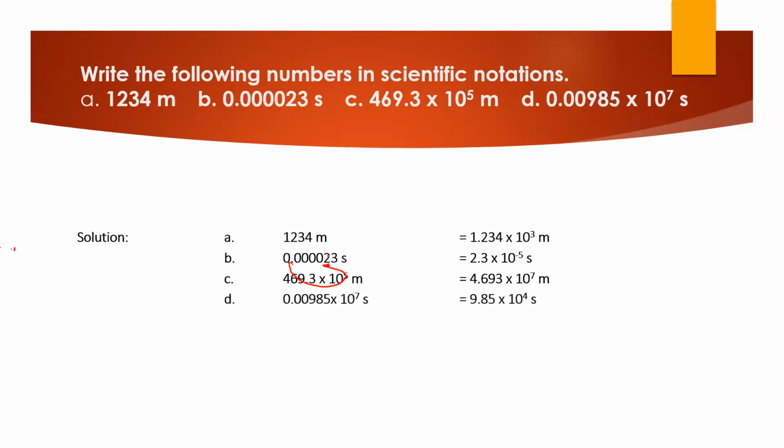Come towards the D part. It is 0.00985 multiplied by 10 to the power 7 seconds. And if you move the point, it should be written like this: 9.85 multiplied by 10 to the power minus 3 multiplied by 10 to the power 7. It will be equal to 9.85 multiplied by 10 to the power 4 seconds. So we got this answer.